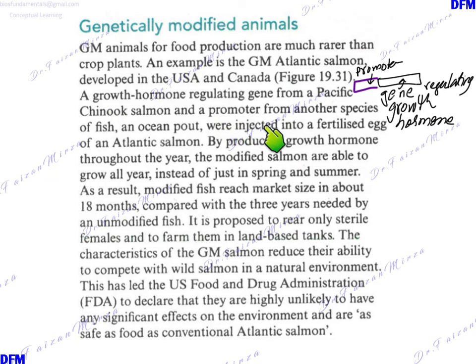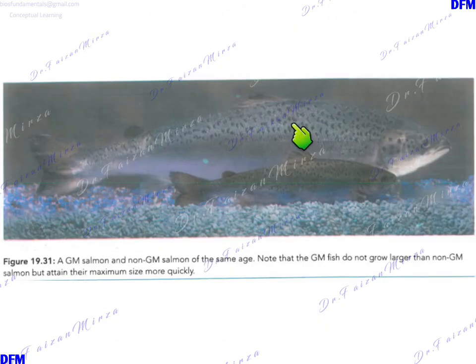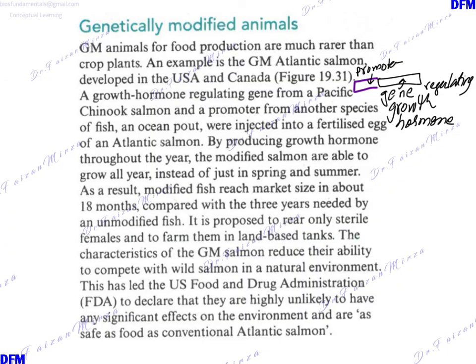Now what do we do? These are injected into the fertilized egg. The fertilized egg will be the diploid condition of the Atlantic salmon. Then the growth hormone will be produced because of this regulatory gene throughout the year. And because this will be produced throughout the year, it means that now this fish will keep on growing in size, not only in the spring and summer, but all over the year. That's why it will attain a very large size in a very short span of time, and it grows to this large size in just 18 months as compared to 3 years, which it would take if this gene was not edited in this genetically modified salmon.